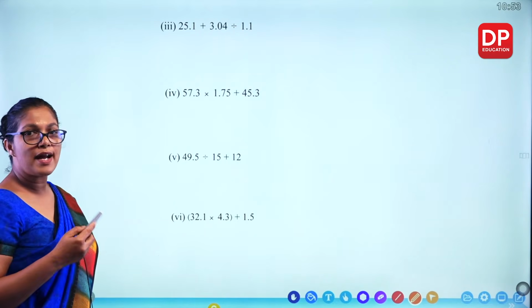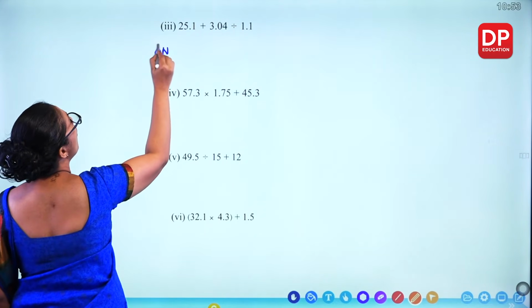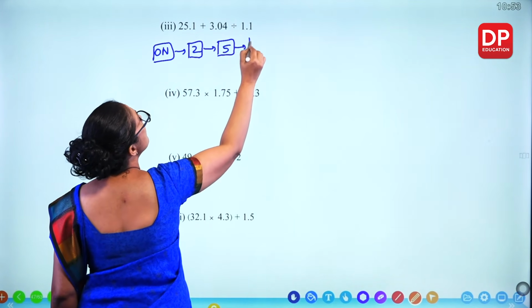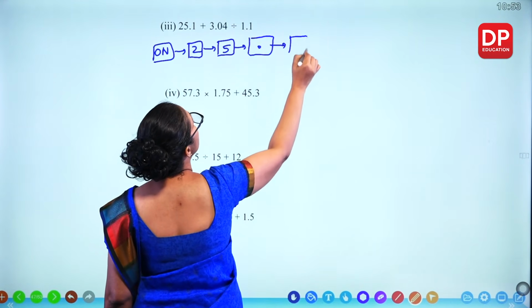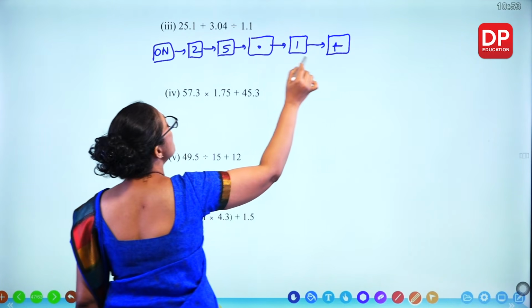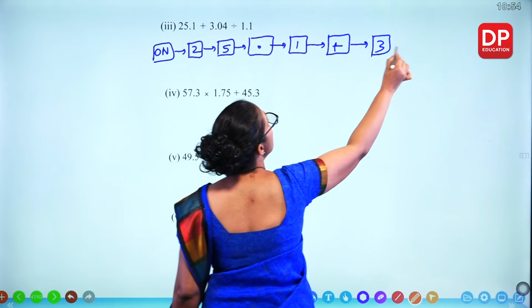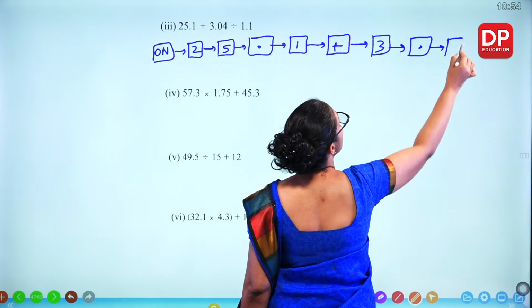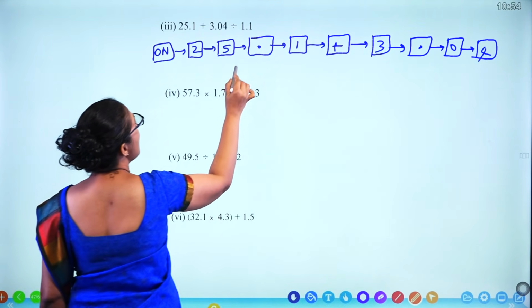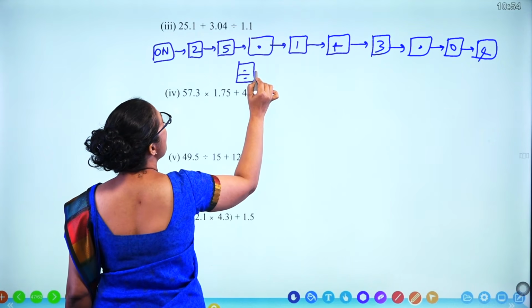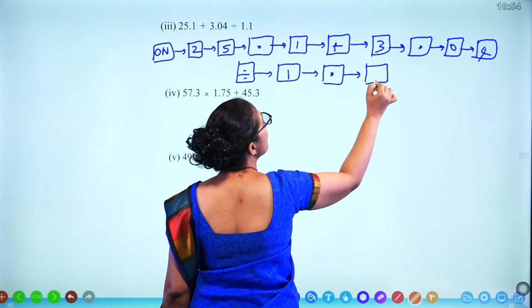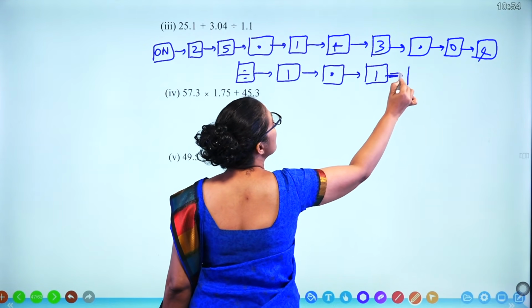For these calculations, first we'll write down all the keys. 25.1 plus 3.04 divide by 1.1, then the equal button.